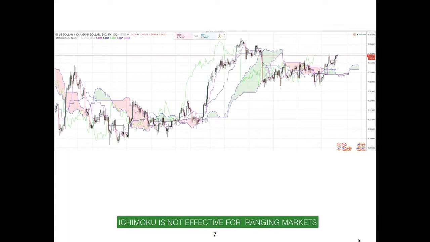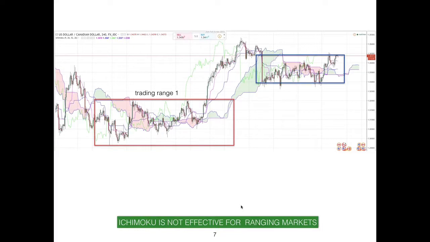So one thing to note is that Ichimoku is not very effective in ranging markets because it will give many false signals. Here's an example. This USD CAD currency pair shows some sideways movement within its chart. Here are the two areas where prices traded within a range. Can you use Ichimoku to profit within this range? The answer is no, or maybe, or not very easy to do so, because it's not very effective for use in sideways markets. You'll find that the Ichimoku elements within these ranges are frequently changing signals.